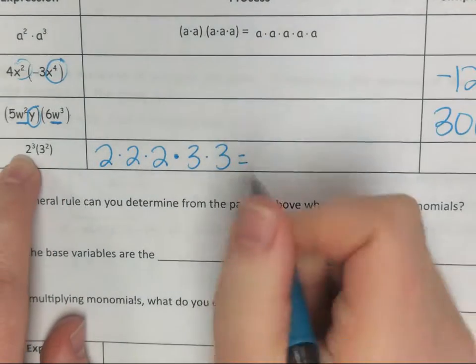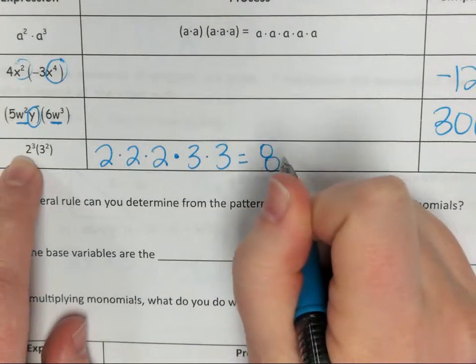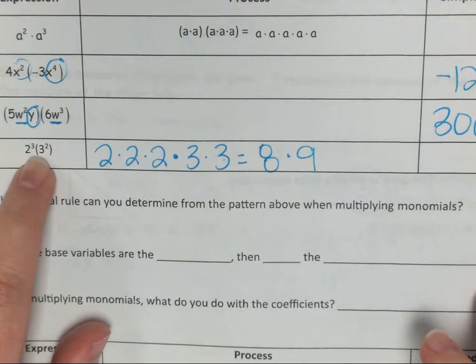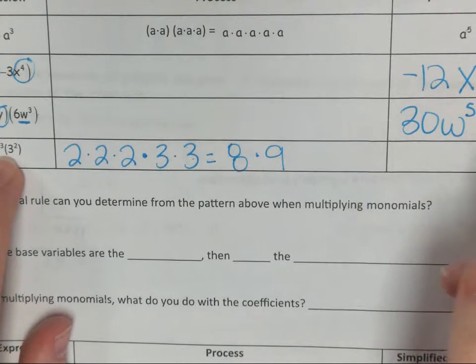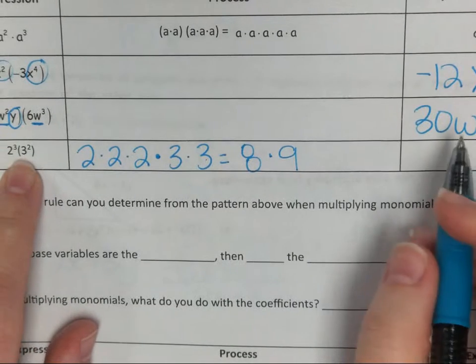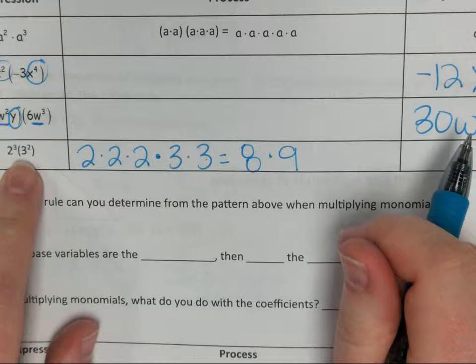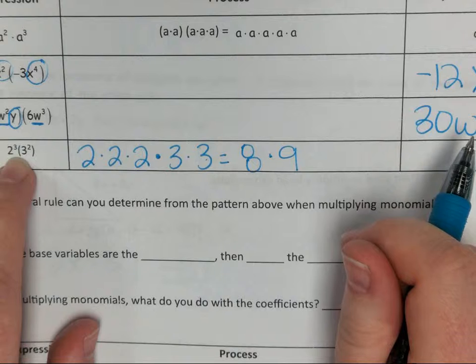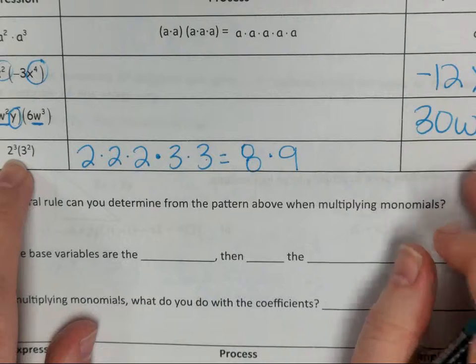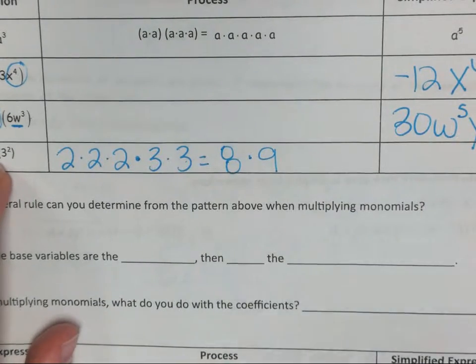Well, 2 cubed, you guys know, is 8. 3 squared is 9. 8 times 9 is what again, guys? You can't use the exponent rules here because they don't have like bases. That only works with like bases.